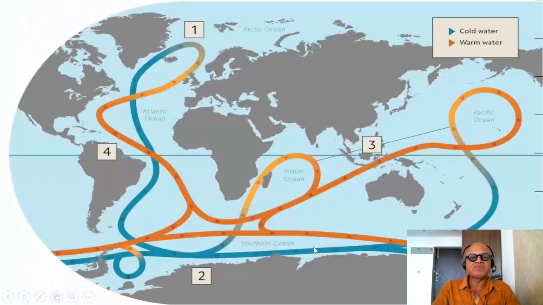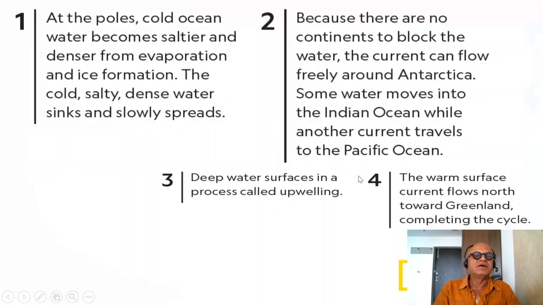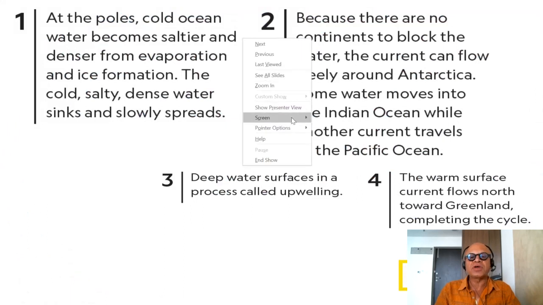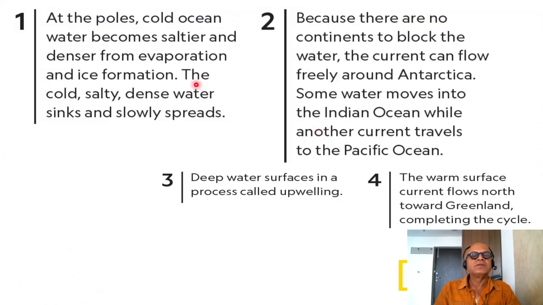And we looked at this and we marked 1, 2, 3, 4. So we will look at what these mean. So at the poles, cold ocean water becomes saltier and denser from evaporation and ice formation. So when ice forms and water freezes, all the salts are rejected. That's called brine rejection. And if salt is left behind, that makes the water heavier and denser and makes it sink. The cold salty dense water sinks and slowly spreads.